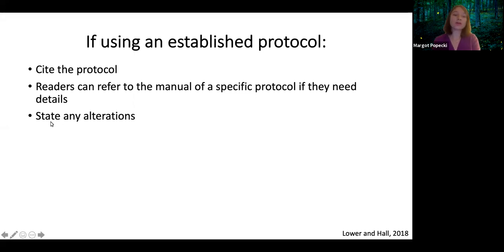It is important, though, if you're using an established protocol, to state any alterations you might make. That's because they're unexpected. So for example, if we wanted to remove all the salts from our RNA, we could add, to ensure purity of our RNA, we added a second ethanol wash step. And again, this explains very clearly what we did and why we did it.